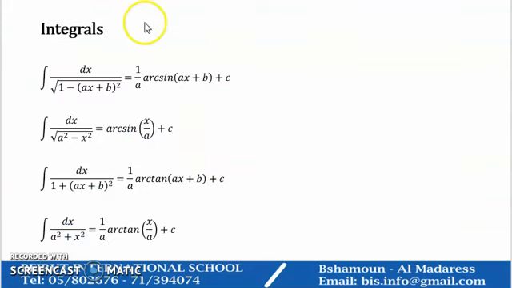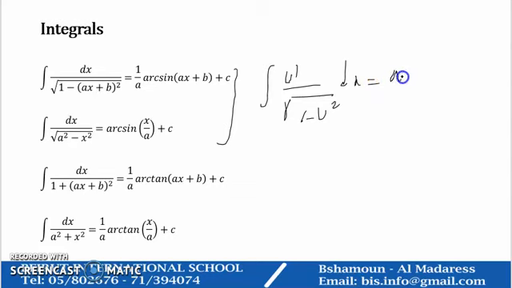But first of all, we must remember that the integral of dx over the radical of 1 minus (ax plus b) squared equals 1 over a arcsine of (ax plus b) plus c. Also, the integral of dx over the radical of a squared minus x squared equals arcsine of x over a plus c. By using the relation, the integral of u prime over the radical of 1 minus u squared dx equals arcsine of u plus c.